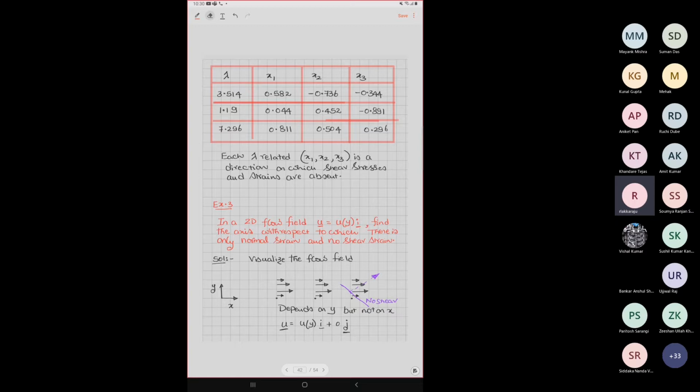Heard anything about basis vectors? Yes. So in the same way, these eigenvalues work. Okay. So let us look at another example. There is a 2D flow field, u is equal to u of y in the i direction.